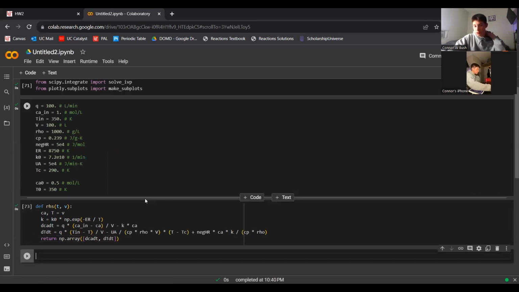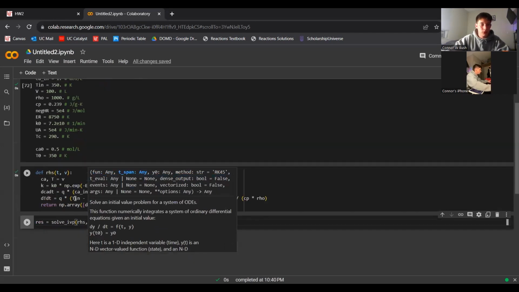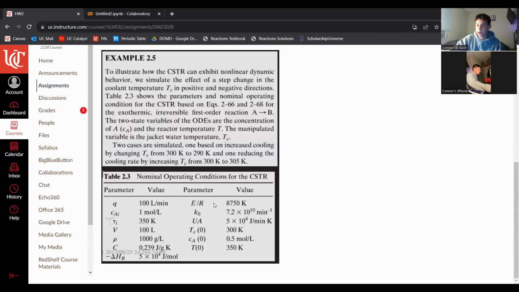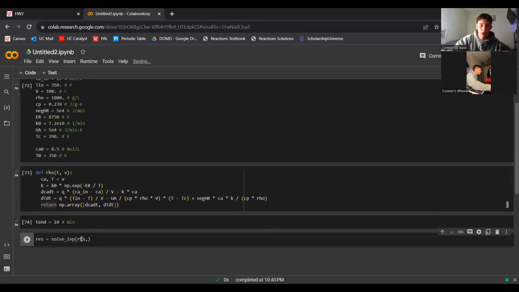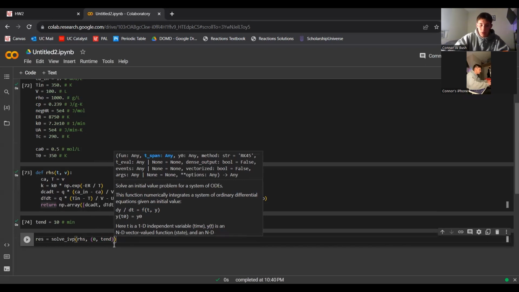So that is our function, and now we're going to call this variable res for result, and then use solve IVP. Our function is right-hand side. We need to also give a time, so we're going to say t end equals 10 minutes because that is what is given in the problem. In the textbook, it shows the graphs and it uses a time of 10 minutes. So our time span here is going to be from 0 minutes to 10 minutes, or t end.